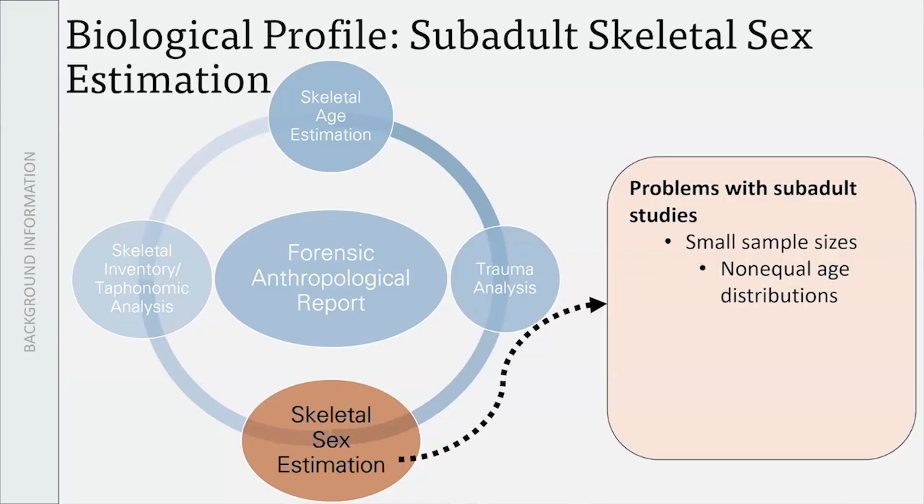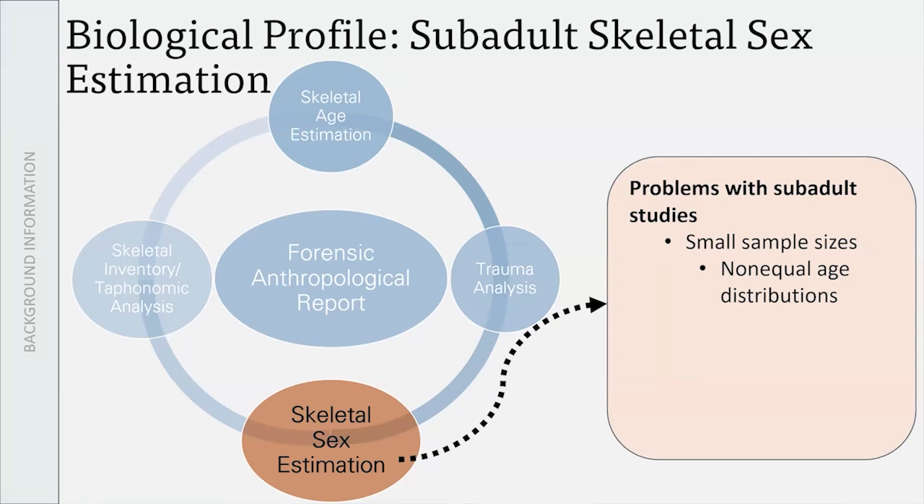Although there are multiple metric and morphological methods that have been validated for use in adult individuals, multiple problems have been encountered when attempting to develop methodologies for the skeletal analyses of subadult individuals. In this context, subadult classifies those individuals that are still within stages of skeletal growth and development.